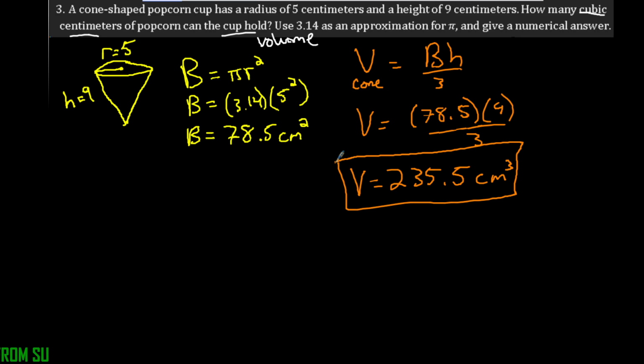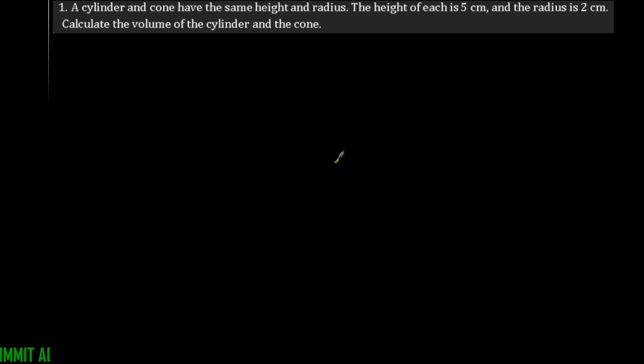All right, moving on to those practice problems. On the back, for that first one, we have a cylinder and a cone that have the same height and radius. The height of each is 5 centimeters and the radius is 2 centimeters. Let's calculate the volume of each of those.